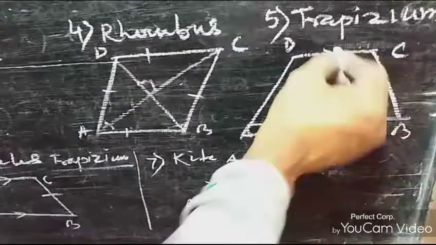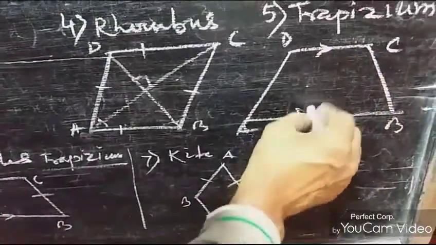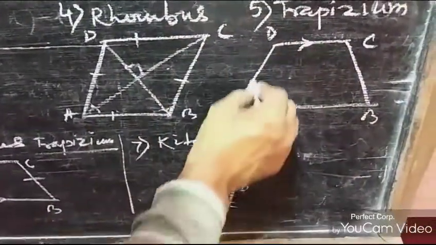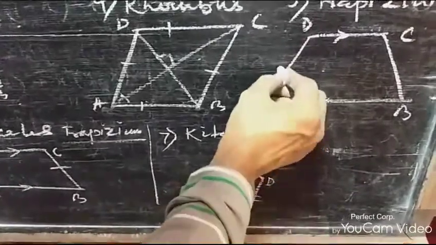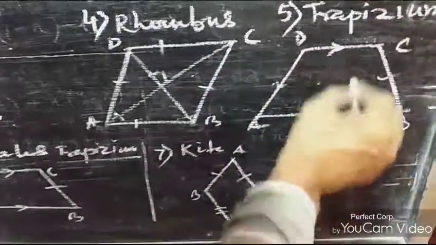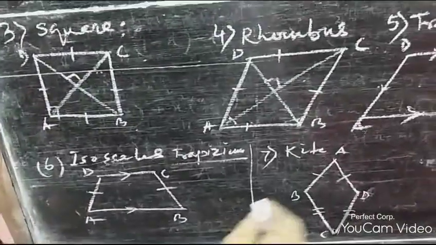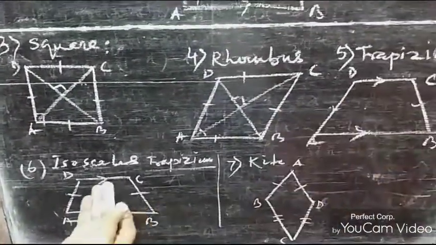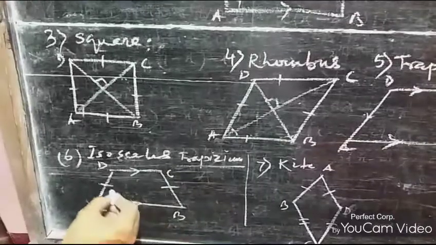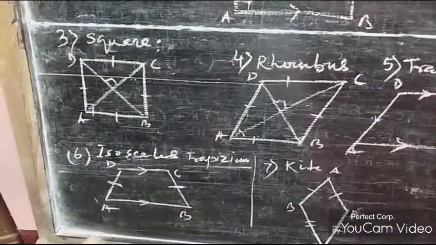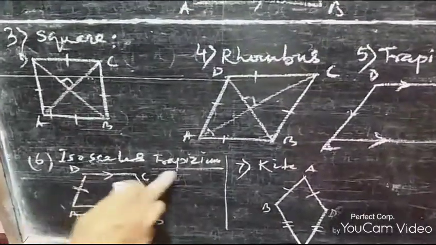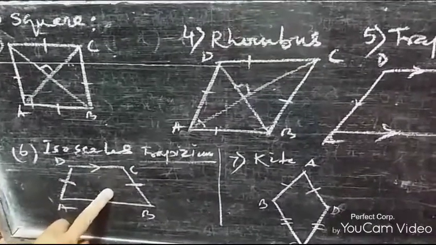Next comes the trapezium. A quadrilateral whose only one pair of opposite sides is parallel. The other pair is non-parallel. So this is the non-parallel side and this is the parallel side. One pair of opposite sides is parallel. And this trapezium may be an isosceles trapezium. If the non-parallel sides of a trapezium are equal, then that type of trapezium is called an isosceles trapezium.